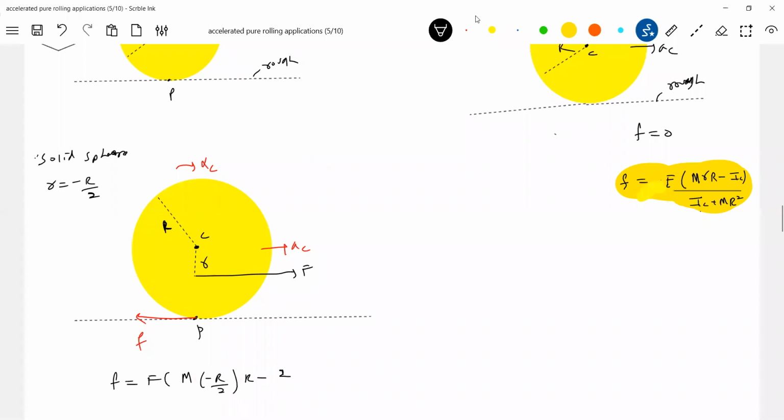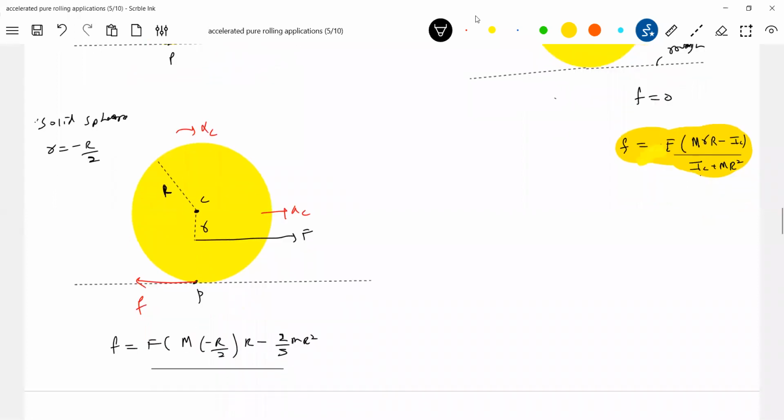2 by 5 mr square over 2 by 5 mr square plus mr square. I think it will be negative, no? You try to see this. It will be negative. So the friction will be backward here.